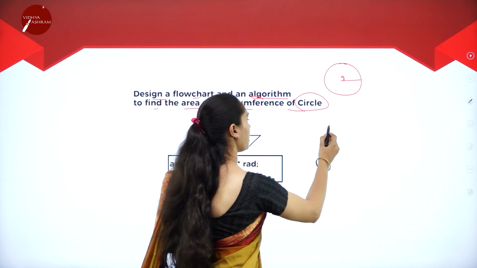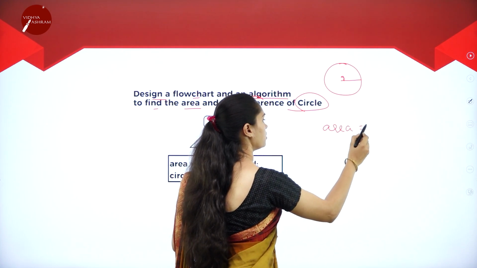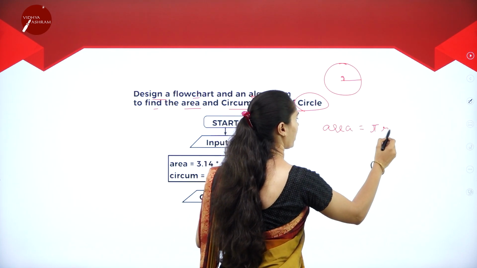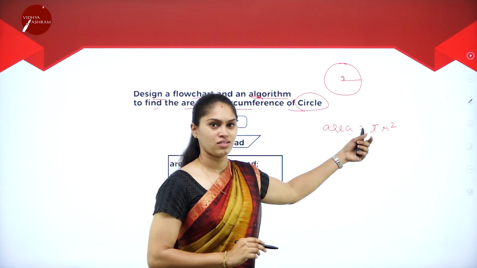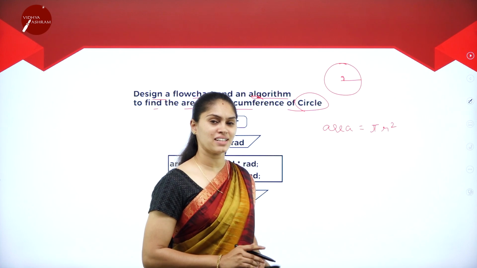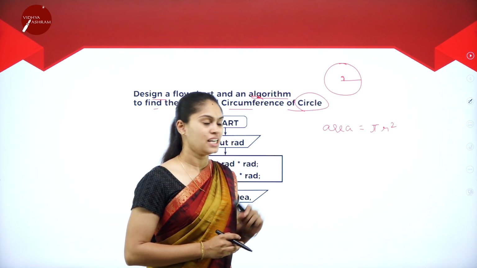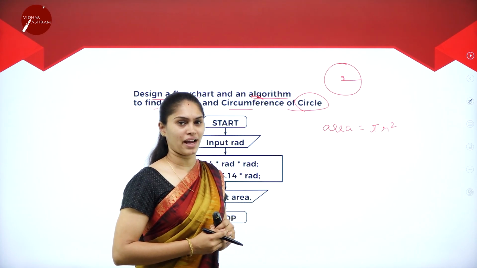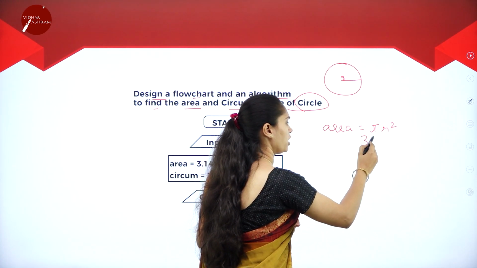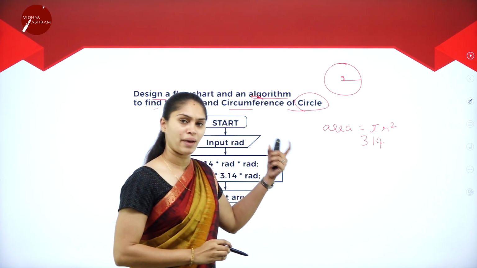Area is equal to pi r square. Have you seen this pi symbol on your keyboard? No, right? How are we going to write this pi in the computer science language instead of using the symbol? What is the equivalent value of pi? There we have 3.14. It is equal to pi, right?